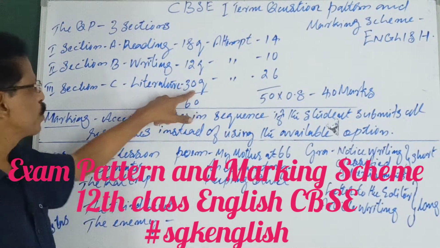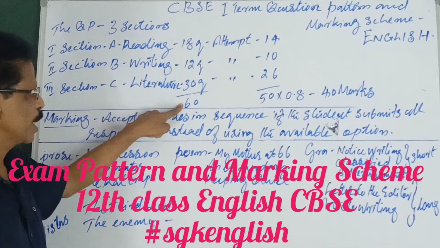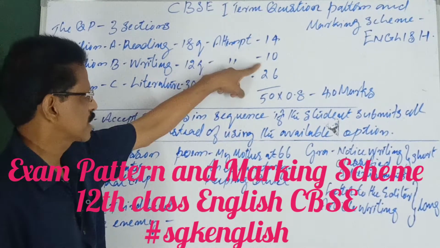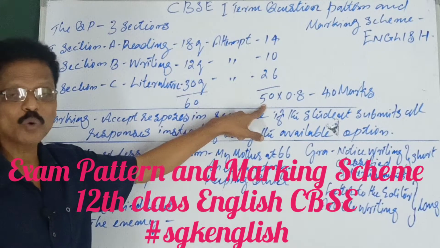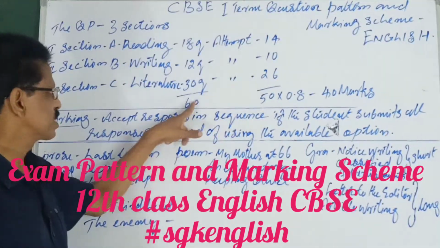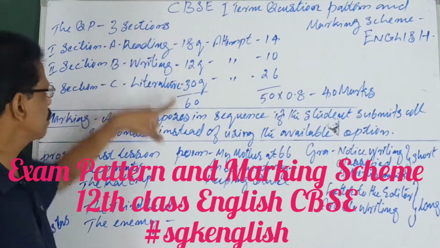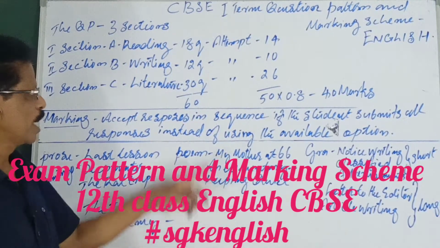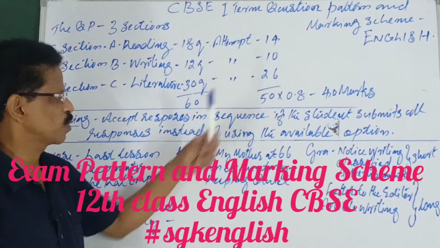So, you will be given 18 plus 12 plus 30, 60 questions. From there, you need to answer 14 plus 10 plus 26, 50 questions. You have to answer 50 questions out of 60.